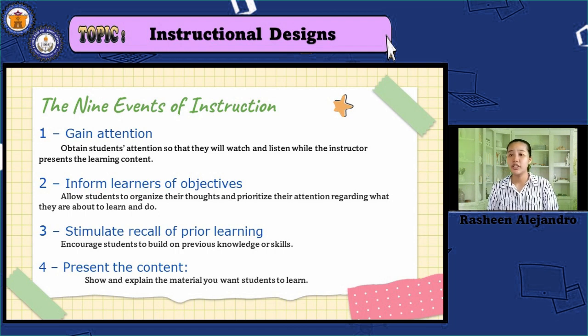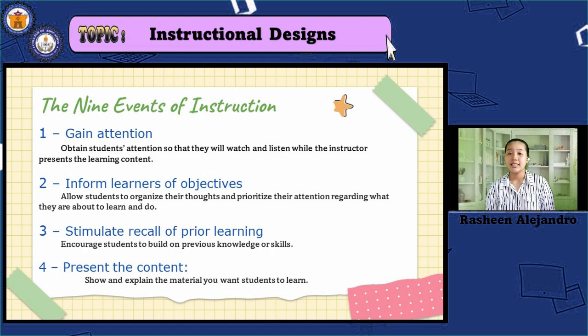We all know that there are many distractions inside the classroom, and it is important to capture the attention of our students. The second event of instruction is inform learners of objectives. Allow students to organize their thoughts and prioritize their attention regarding what they are about to learn and do. The learning objective is typically shared with students early in the lesson.